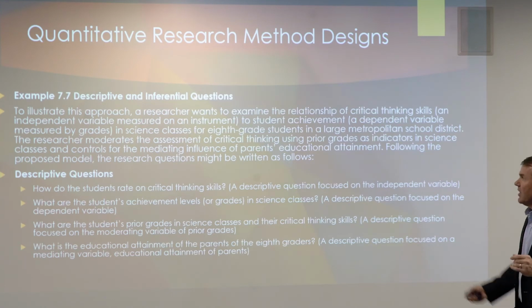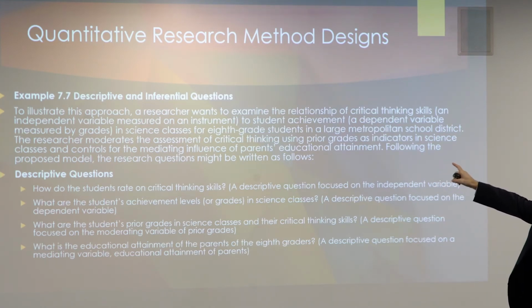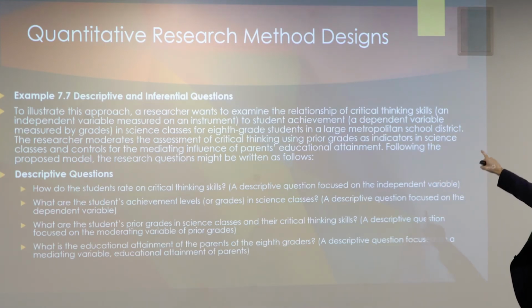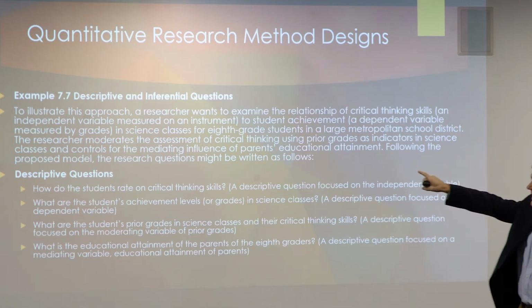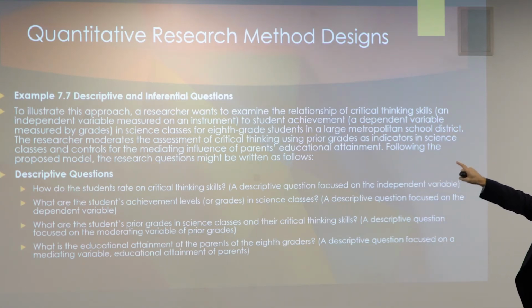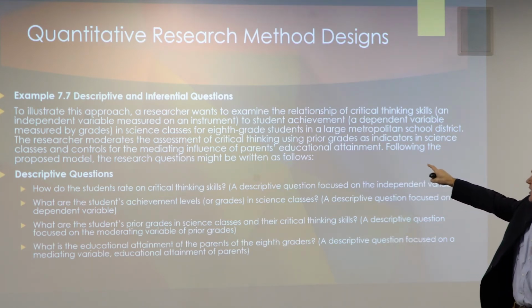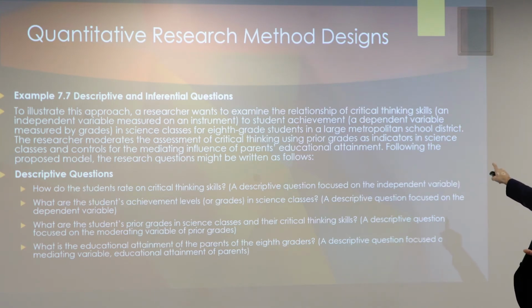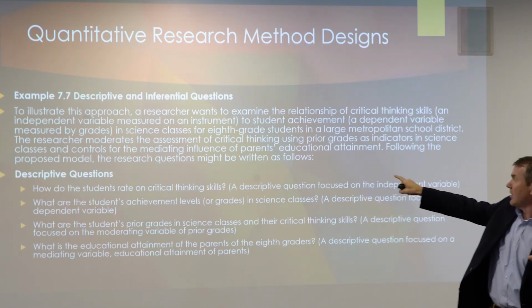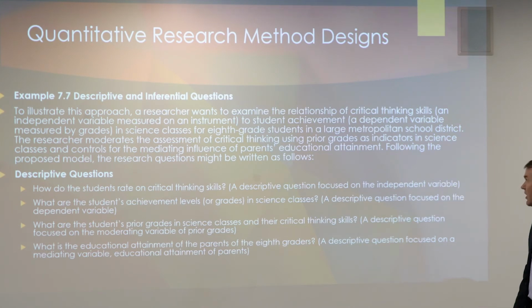And so when we look here, we can see that to illustrate this approach, a researcher wants to examine the relationship of critical thinking skills, an independent variable measured on an instrument, to student achievement, a dependent variable, in a science class for 8th graders in a large metropolitan school district. The researcher moderates the assessment of critical thinking using prior grades as indicators in science classes and controls for the mediating influence of parents' educational attainment. Following is a proposed model.